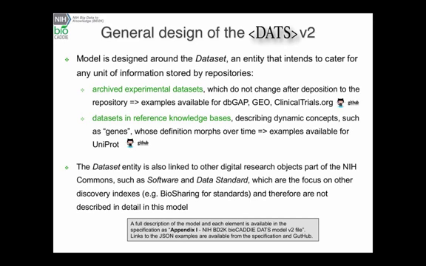The spreadsheet I've been referring to related to the DATS model version 2 is available in Appendix 1. You can find it as well through GitHub, as well as you will find in GitHub the JSON examples for UniProt, dbGaP, GEO, etc., as were mentioned before.